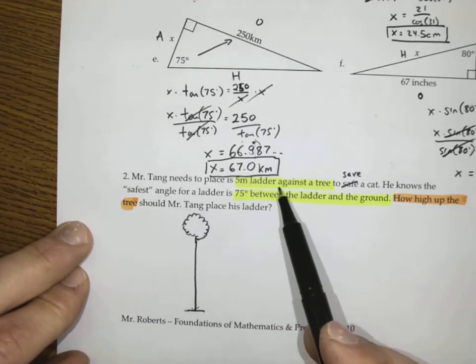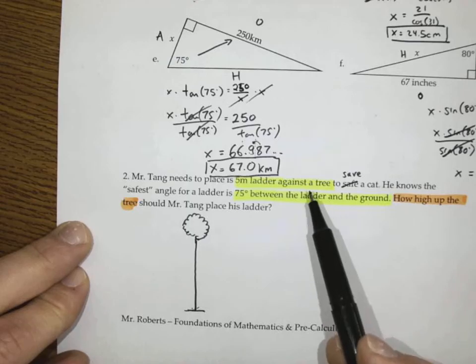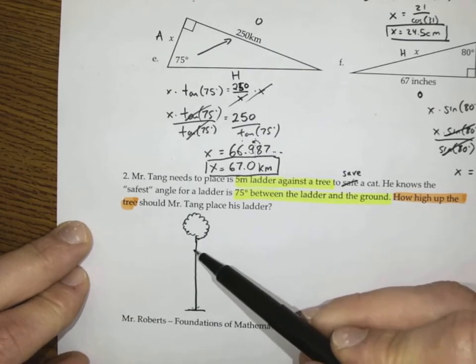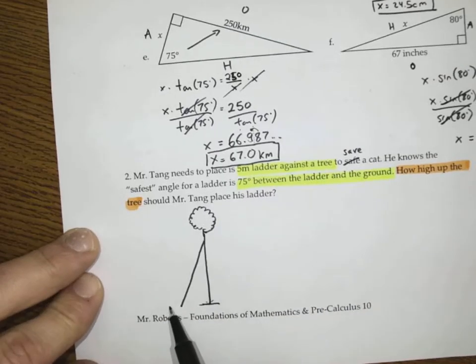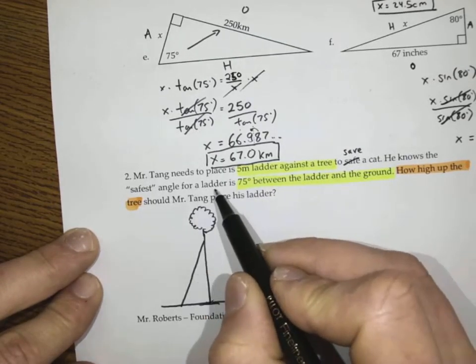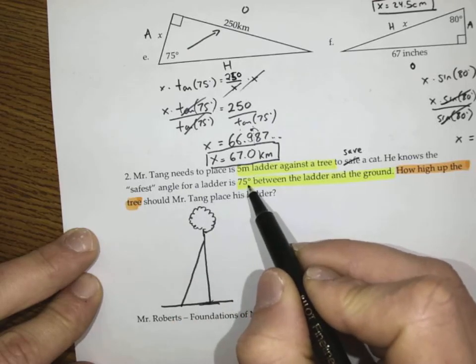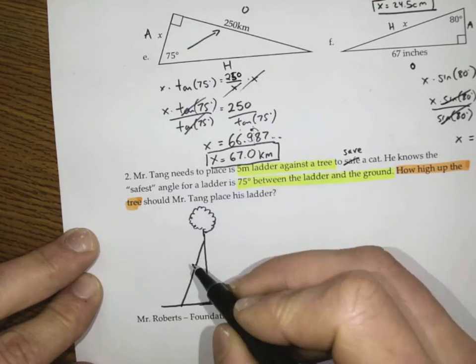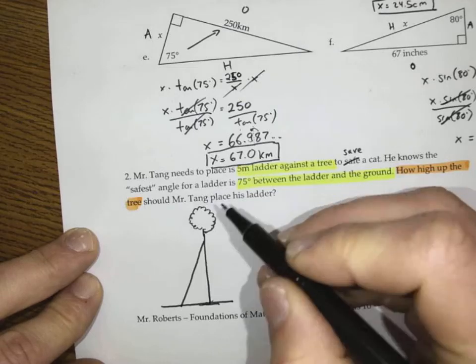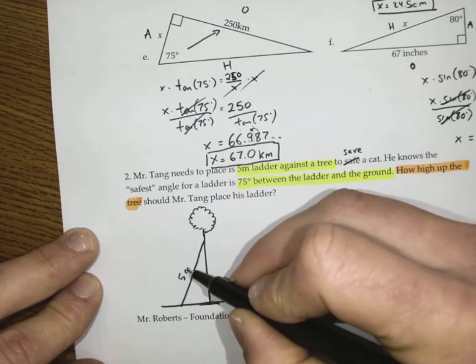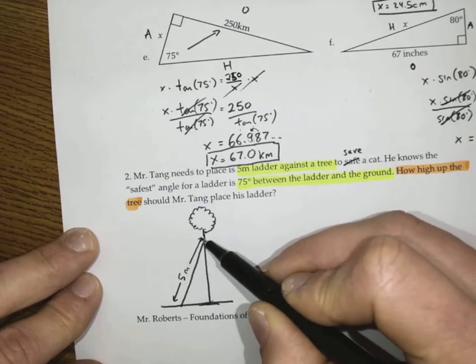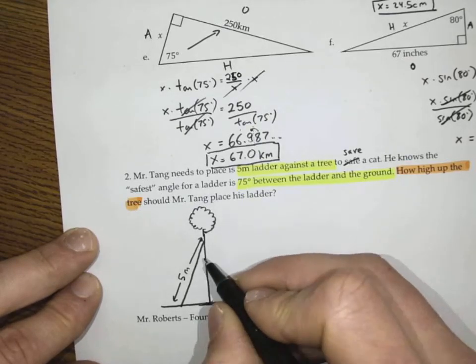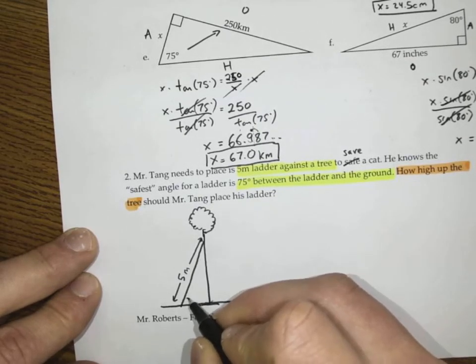All right, now what do we have? We got a 5-meter ladder that's going to be placed against it. Okay, so I guess that means that I've got a ladder placed against it like this. And that ladder's going to meet the ground. And what does it say? Safest angle is 75 degrees between the ladder and the ground. Okay, so this is my ladder. Oh, I should probably label the length. That's 5 meters, and that's from here to here. Okay. And 75 degrees is between that ladder and the ground. So this is 75 degrees.